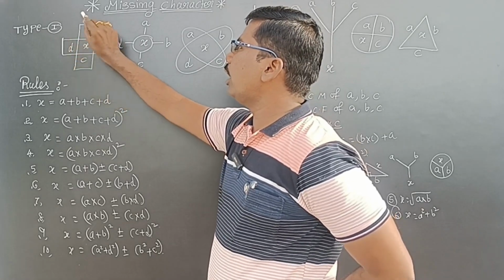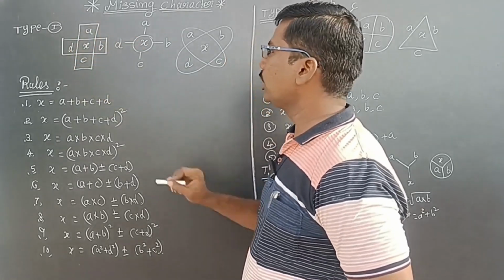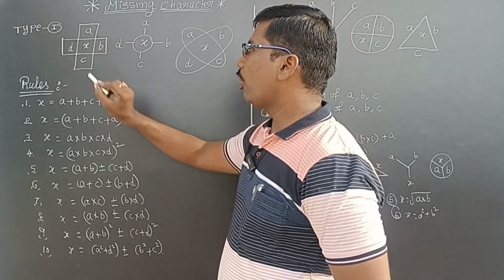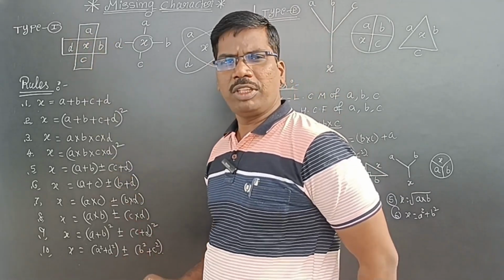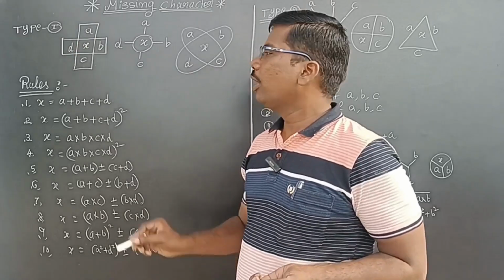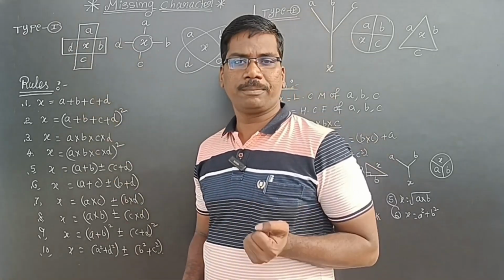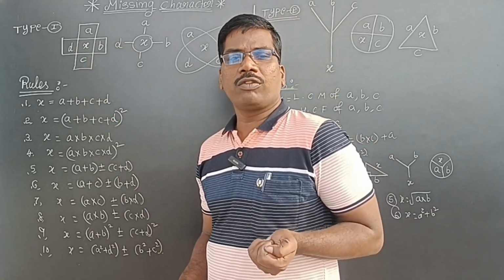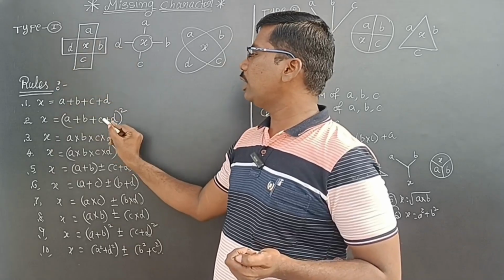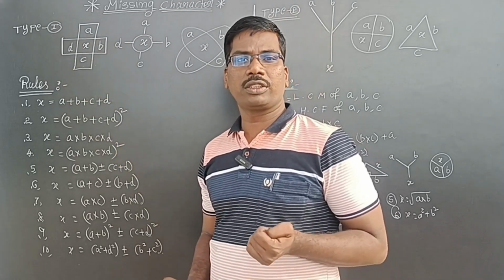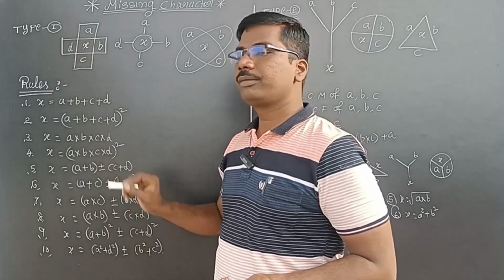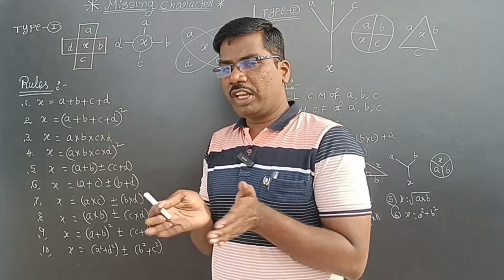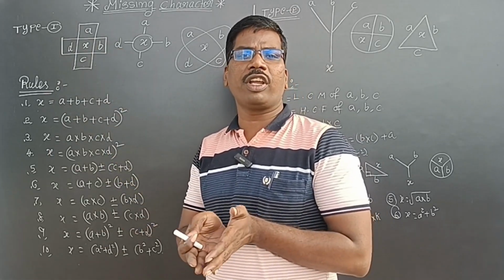See, A, B, C, D are given in the clockwise direction, for example. I want X. How to find X? By adding the numbers. Sometimes if it is an easy problem, by adding the numbers you will get the answer. If it is somewhat difficult, by adding the numbers and taking the square, you will get the answer. If it is still very difficult, by multiplying the numbers, especially when the options have very big answers.